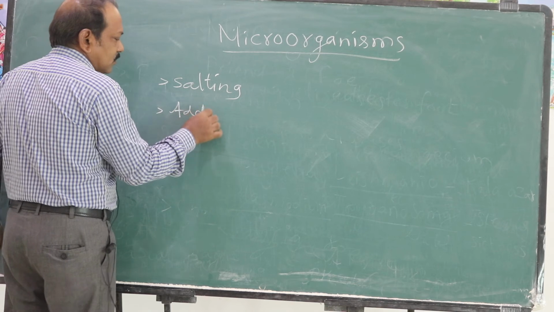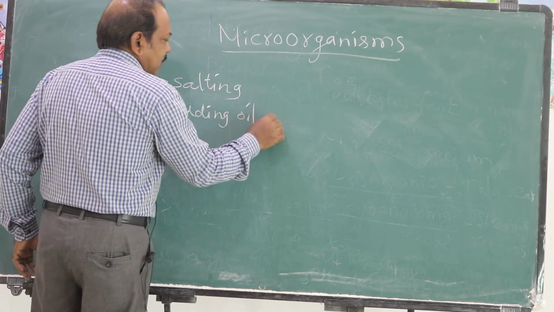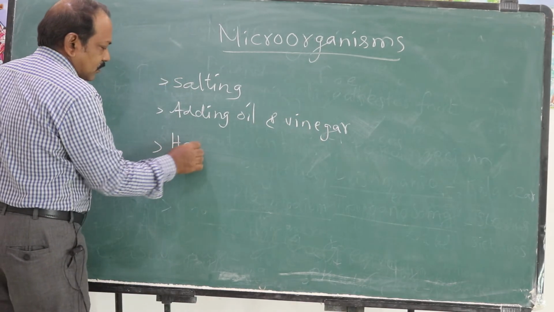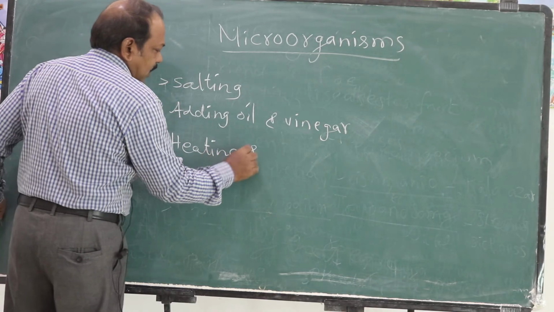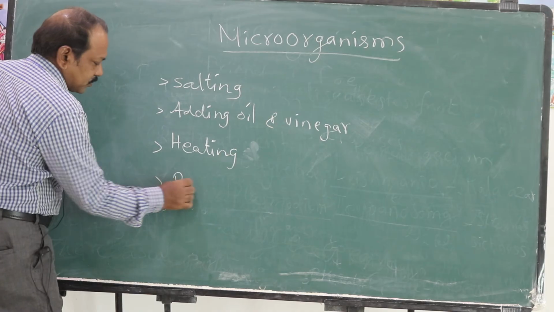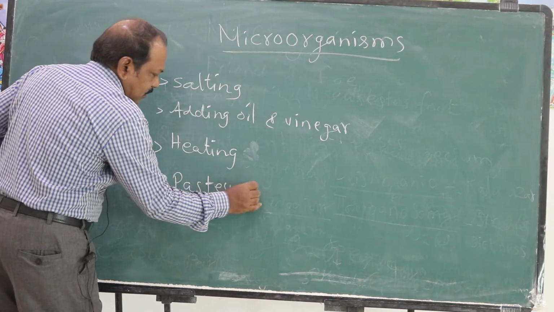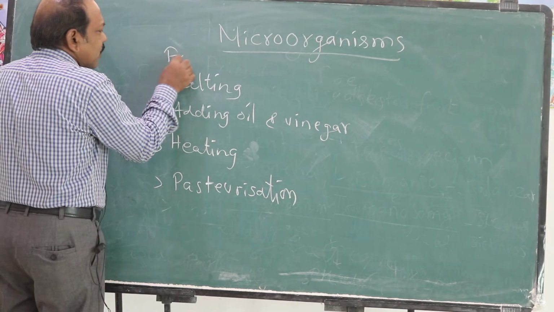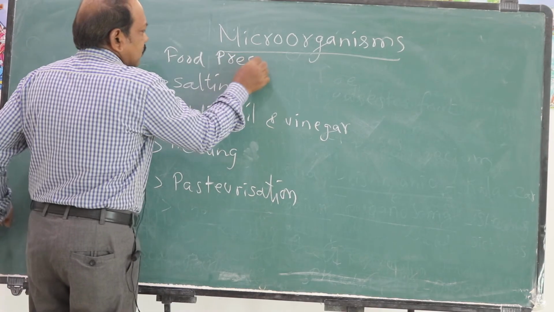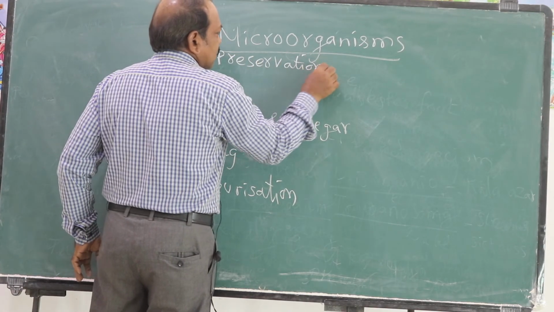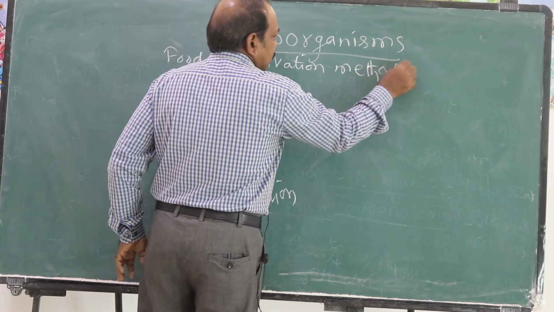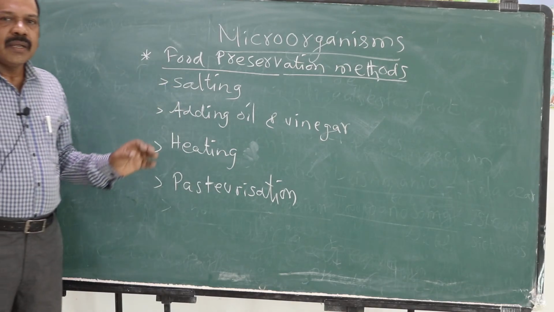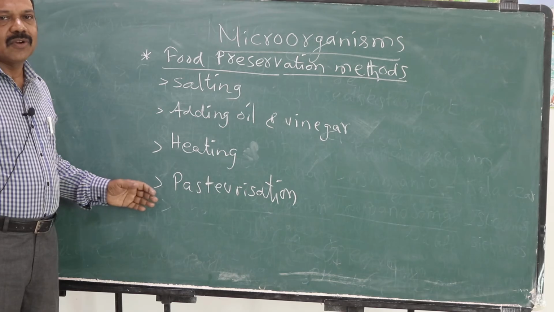adding oil and vinegar, heating, and pasteurization. These are the different methods of food preservation. Our food can be preserved in these four methods, commonly.